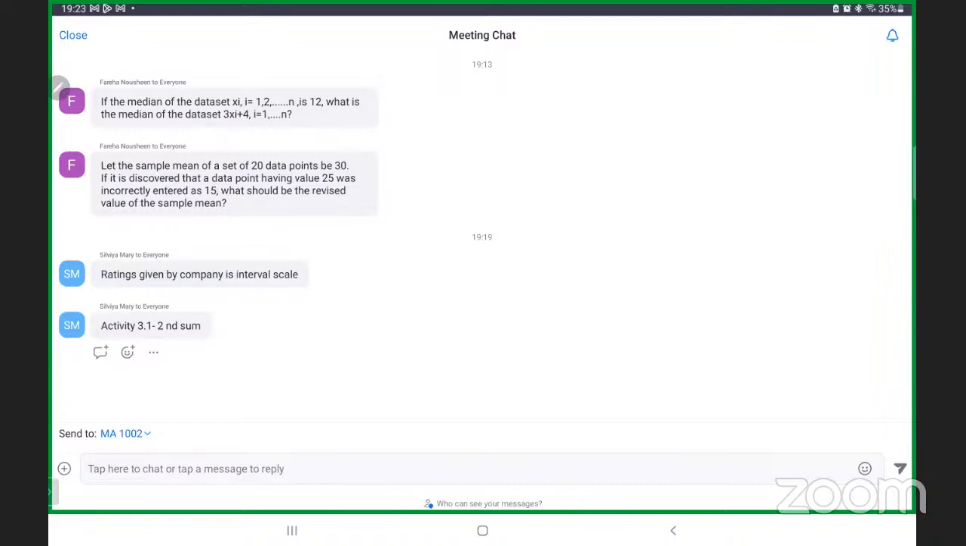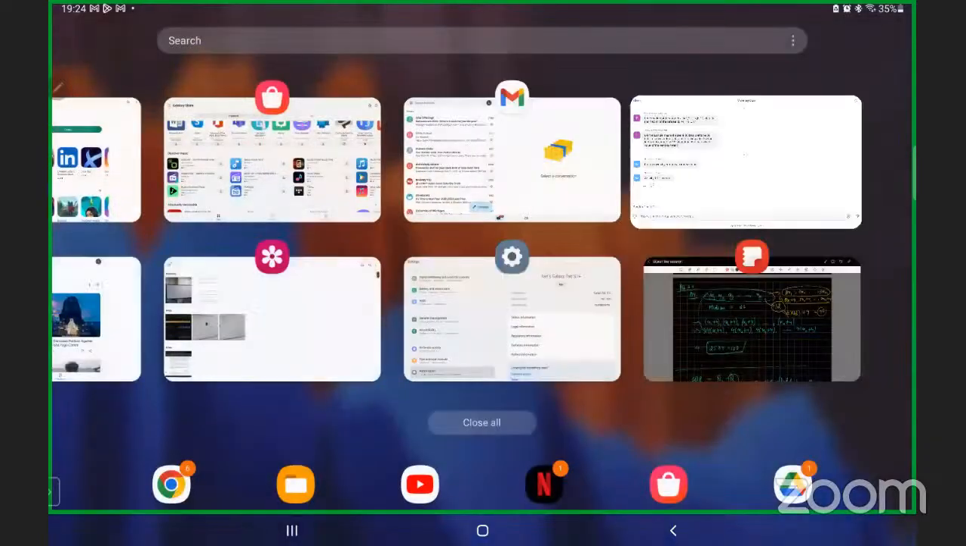So again, how do you find the sample mean? Sum of values divided by number of observations. So here the number of observations is 20. Now what is said is, in that 20 data points, one of the data points was 25.